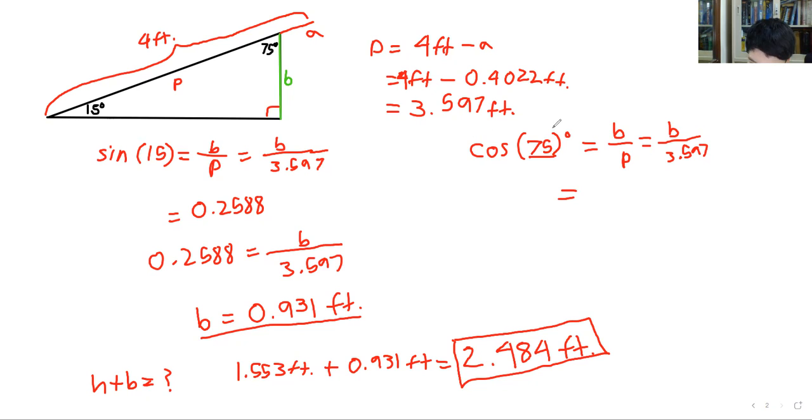So the cosine of 75 is complementary to the sine of 15. Cosine 75 is also 0.2588, equal to sine 15. So again, 0.2588 is equal to b over 3.597. And then eventually b will still be equal to 0.931 feet.